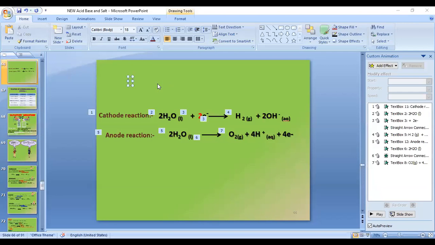So we are writing what? H2O. So water plus e minus, that is my electron, is going to give me what? I am writing the equal to sign here. Please take care of that. Water plus electron will give me what? H2 gas, that is my hydrogen, plus it is going to give me OH minus. Is it clear to everyone?